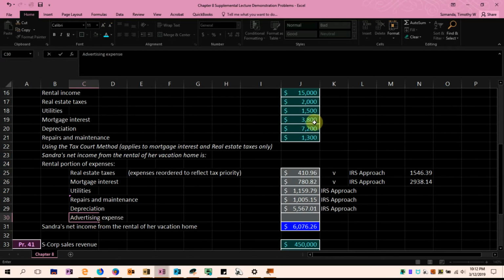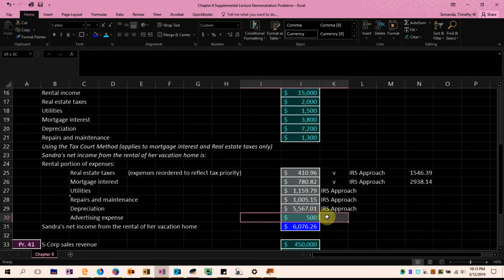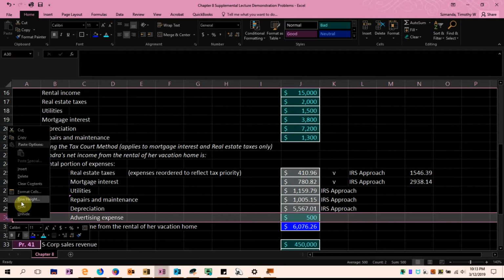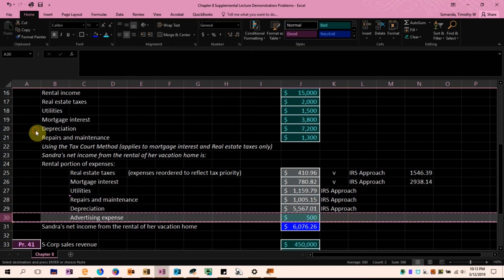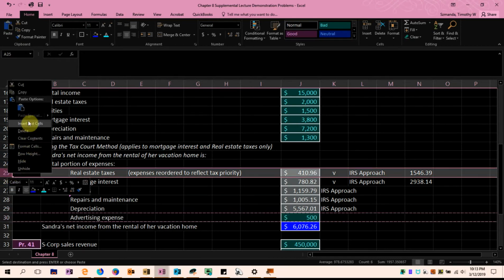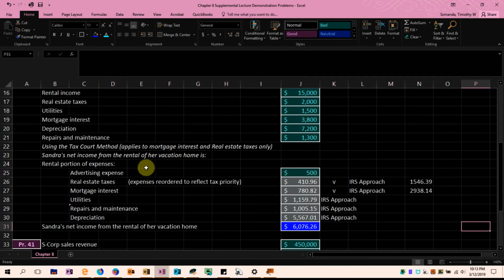Well, if we have advertising expense, there's no calculation needed. There's no allocation to be done. And so, let's say we had $500 of advertising expenses. We just enter the advertising expense on Schedule E. There's no allocation because this is not a shared expense. This is not shared between personal and rental purposes. So if I were to reorder this list, we could list this first. Because it's a direct expense.